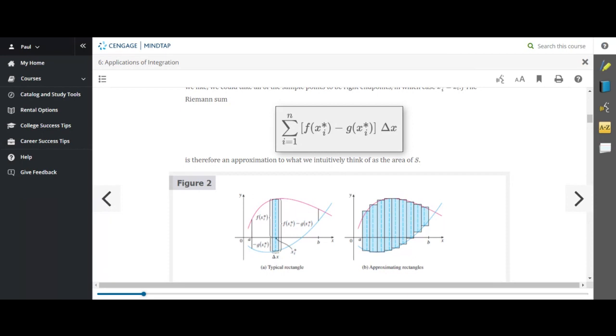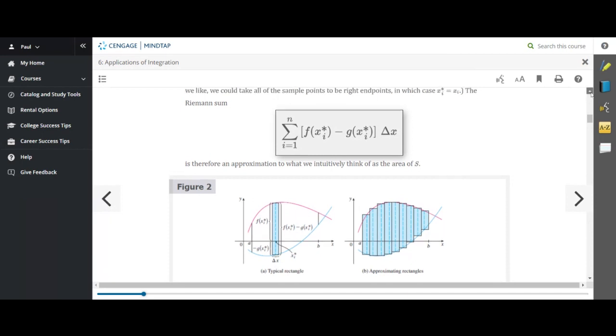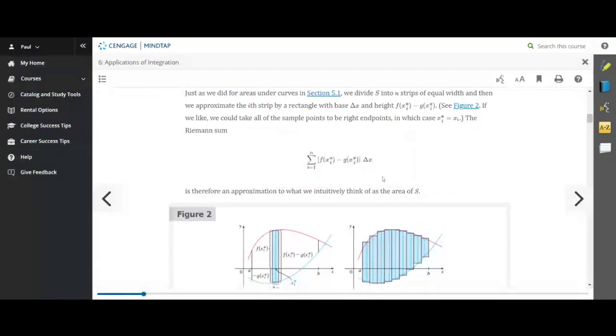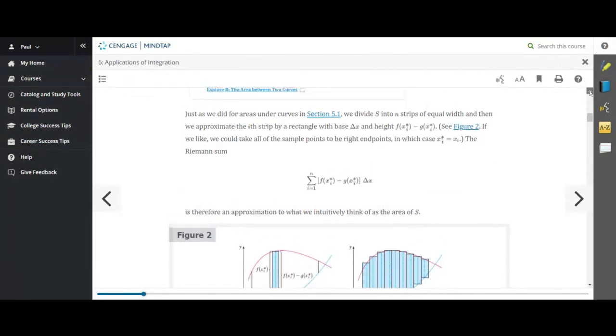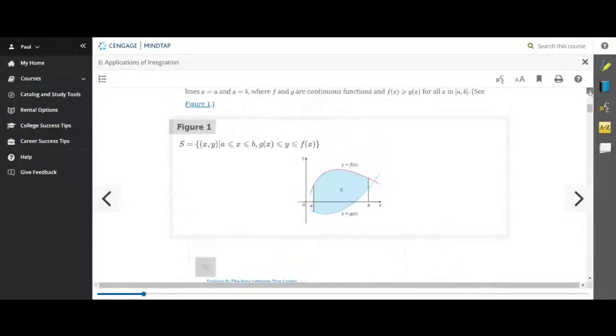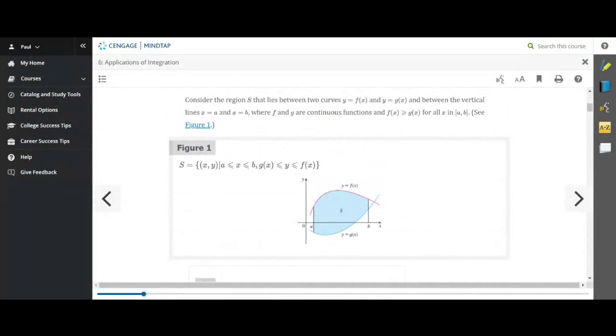Can you go up for a second, a little higher up in the textbook? Sure. Hold on, let me highlight that. A little higher up here. Yeah. What is that? What is S over here?